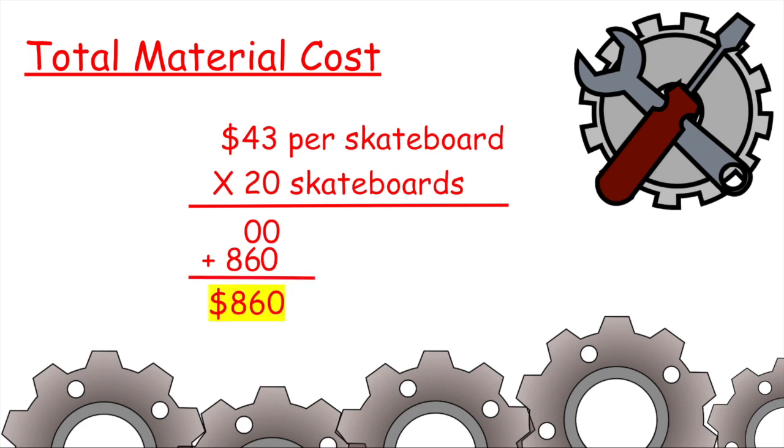And you can see in the first line in the multiplication, 3 times 0 is 0, so that's why we get a 0. 4 times 0 is also 0, that's why we get a 0 over here. And it gives us the answer $860. So here is the total material cost for making 20 skateboards.